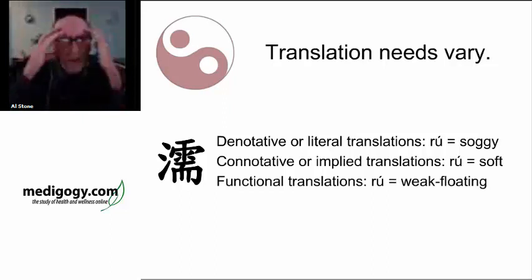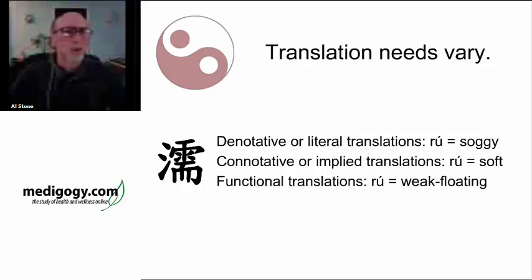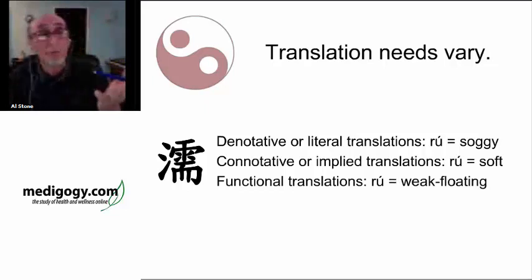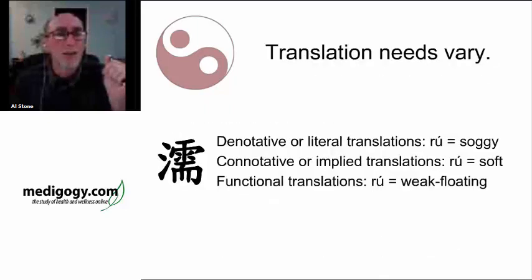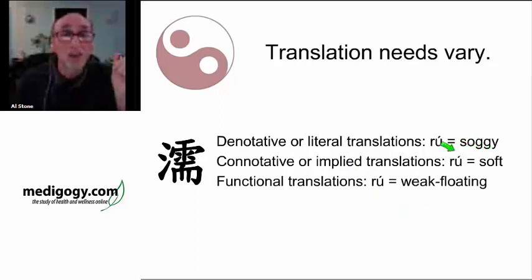Forget about soggy, soft. What is this pulse supposed to feel like, a wet sponge? It doesn't make any sense. But if you know what weak feels like, it's the opposite of forceful, and you know what floating feels like, it goes away when you push hard, you got it made. All right? So that's why I'm going to be focusing on the different qualities that different pulses have. I'm not going to be talking about what sogginess means or what softness means, but what weak and floating means.